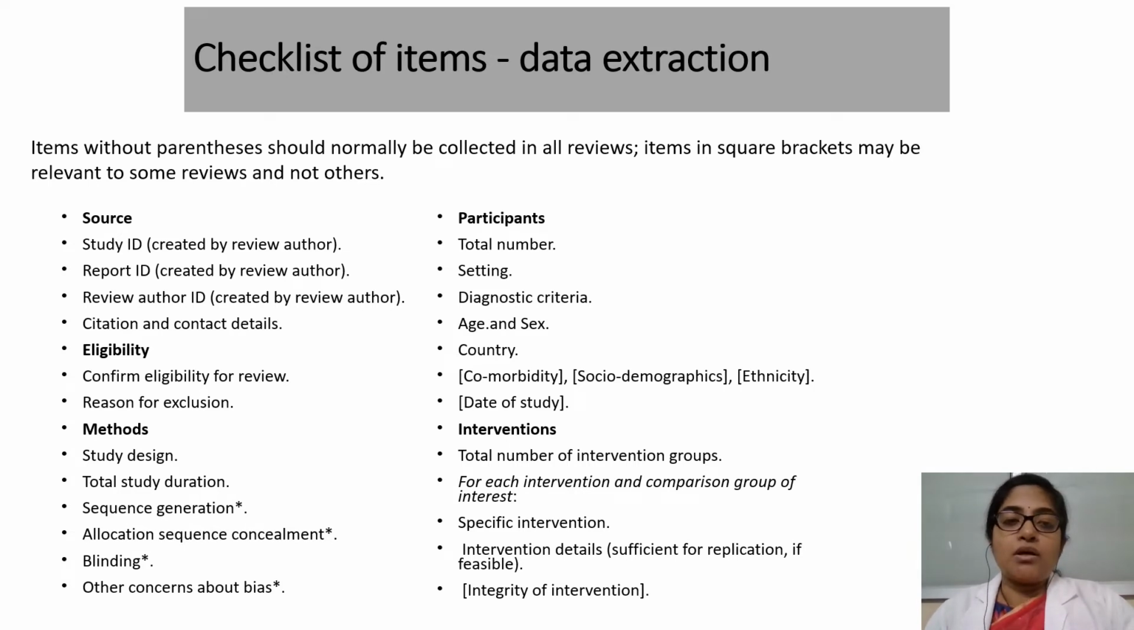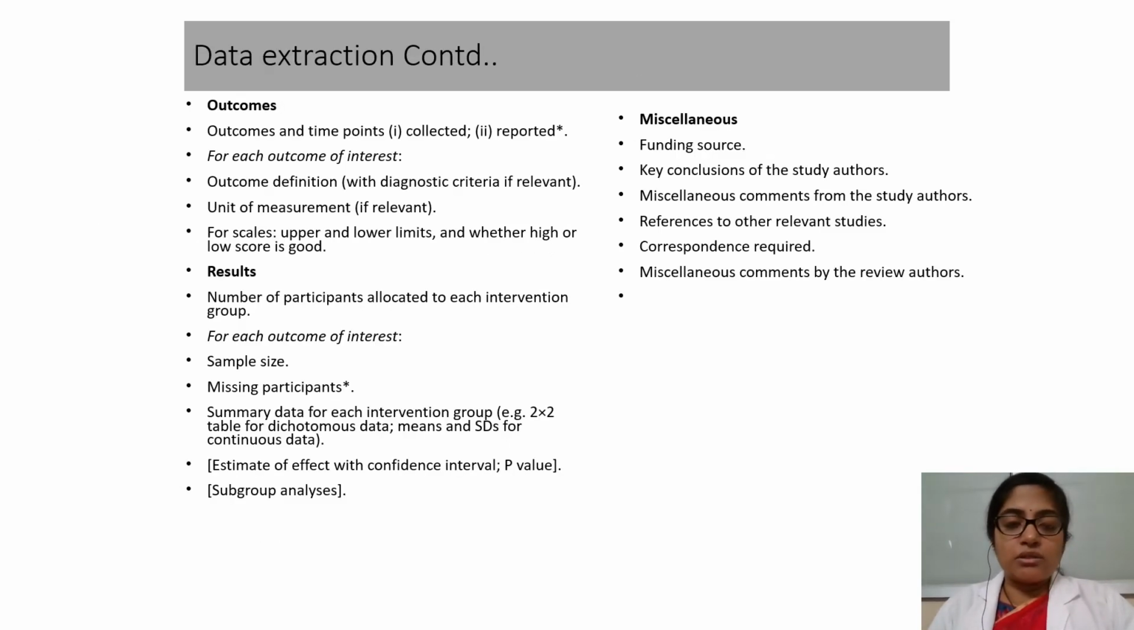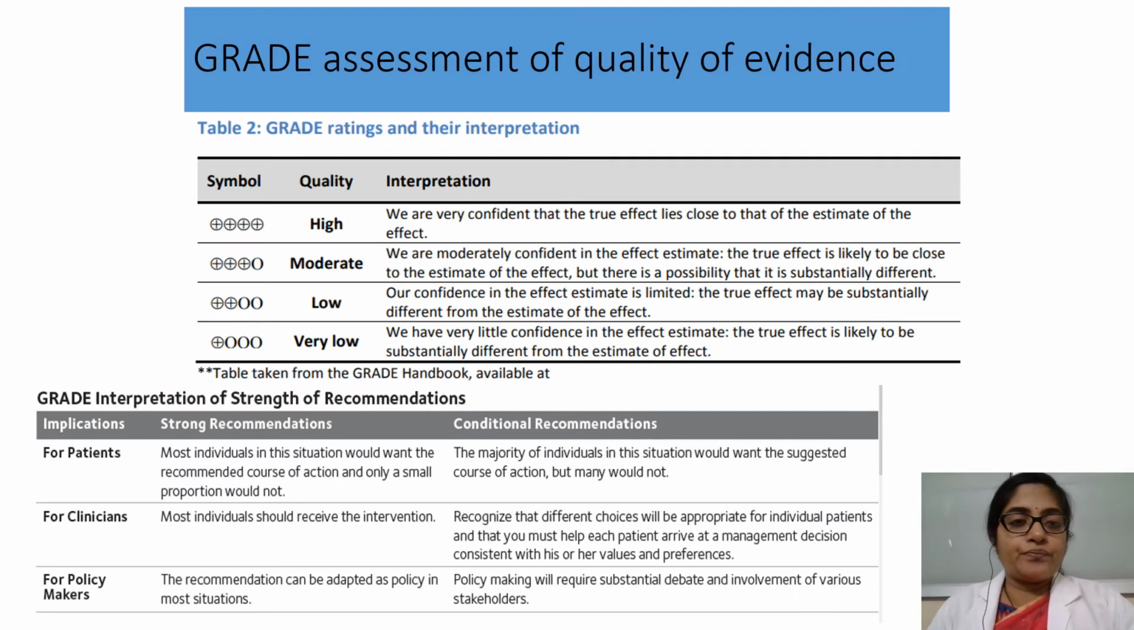So there are specific things that need to be extracted from the various studies and put in one table, so that at one glance we know what is there in all the studies. This continues for outcomes, results, and miscellaneous, including funding source, key conclusions, miscellaneous comments, references to other relevant studies, and so on. So all this data needs to be extracted point-wise in a nice table format.